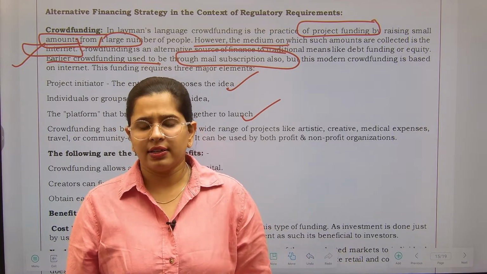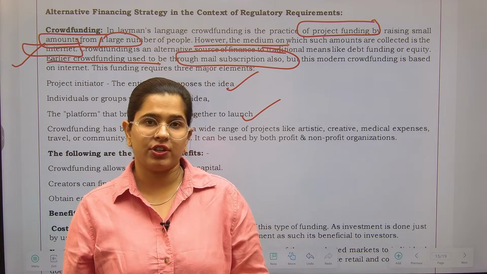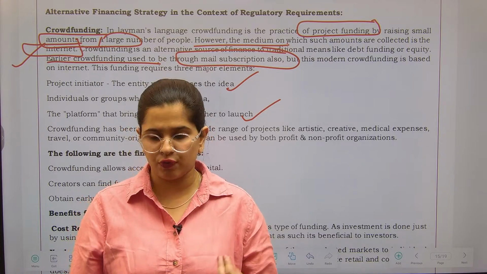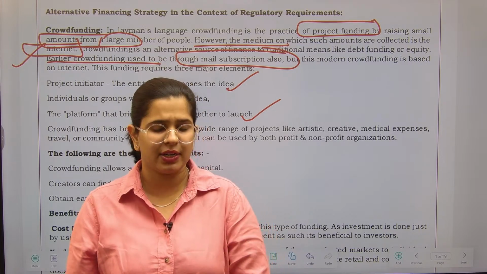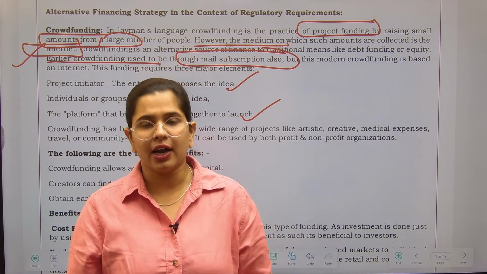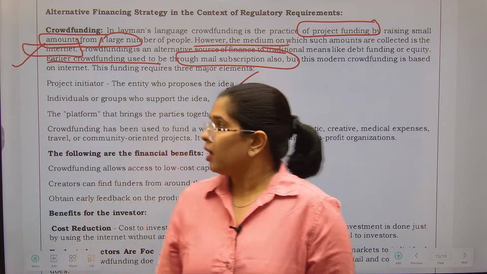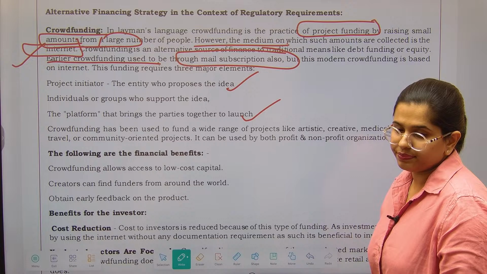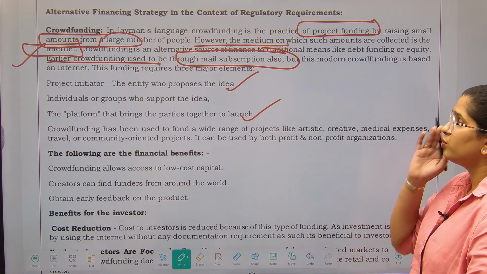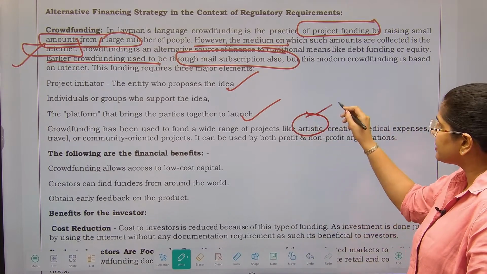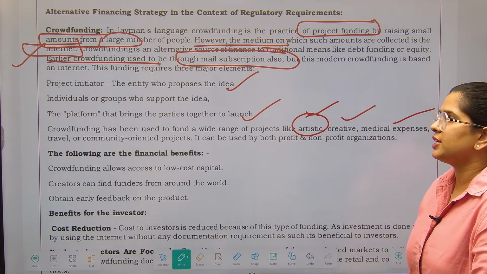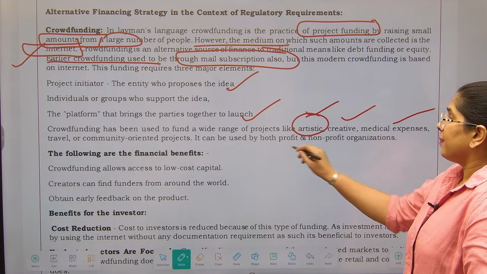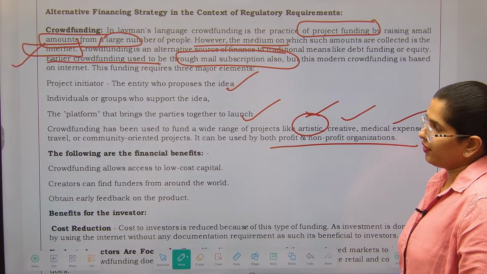So there are a lot of purposes for which crowdfunding can be sourced, not just for donation purposes, but also for other purposes as well. For example, investment and the like. You can get crowdfunding sources with you. So there is a platform which brings the parties together. Next, crowdfunding has also been used to fund a wide range of projects like artistic, creative, medical expenses, travel, community-oriented projects, and the list goes on further. It can be used by both profit as well as non-profit organizations.